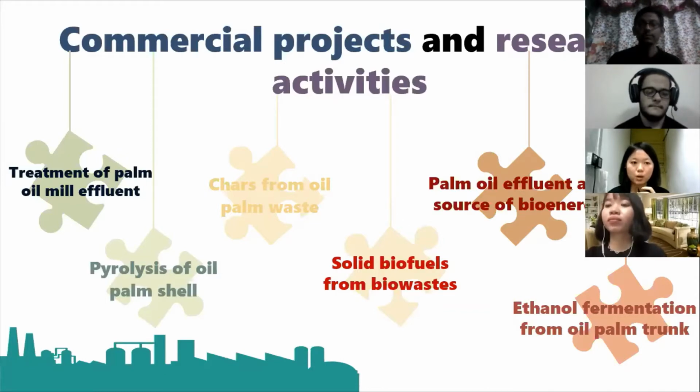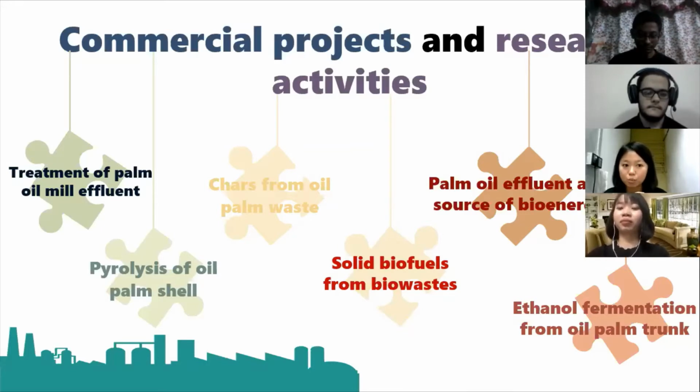And then the second one is the pyrolysis of the palm shell. This pyrolysis of oil palm shell can produce bio-oil. And then third, the biochar produced from oil palm waste. The biochar can be produced by pyrolysis also, which is the thermal decomposition. And then the biochar can improve the soil fertility because it is able to retain the nutrients for a long period of time.